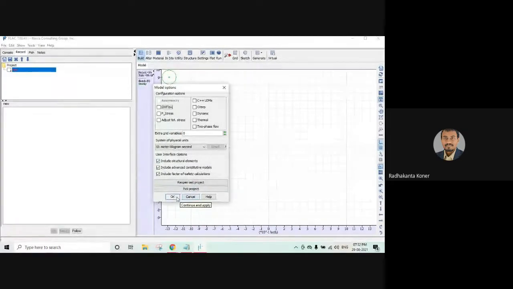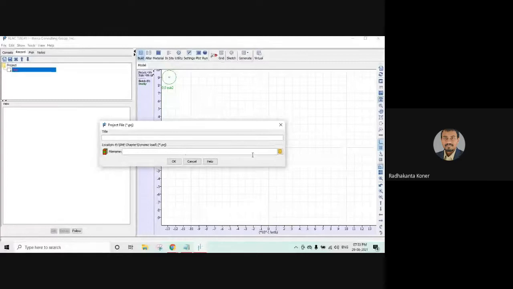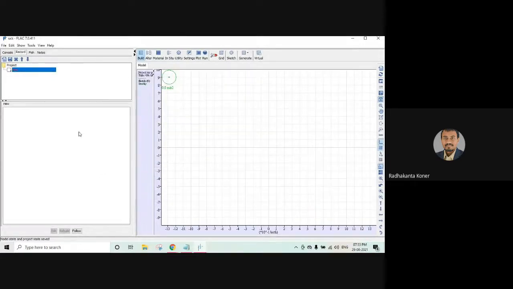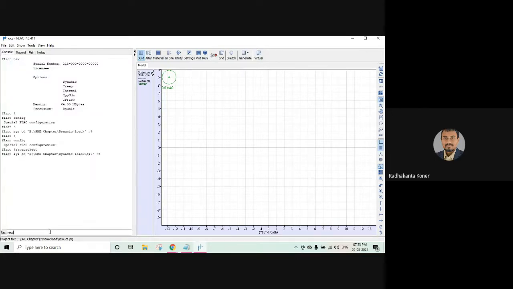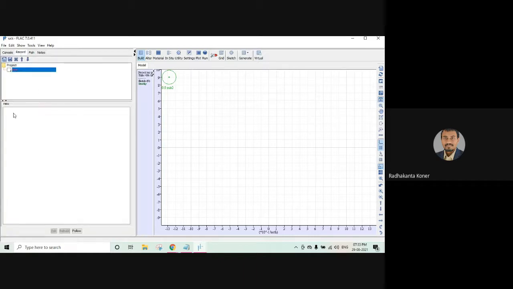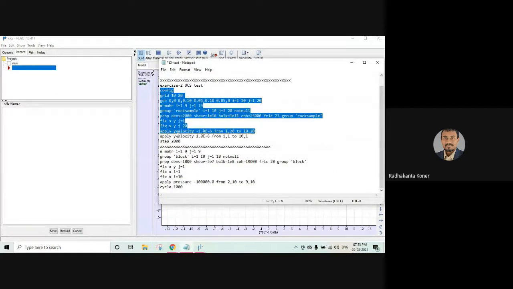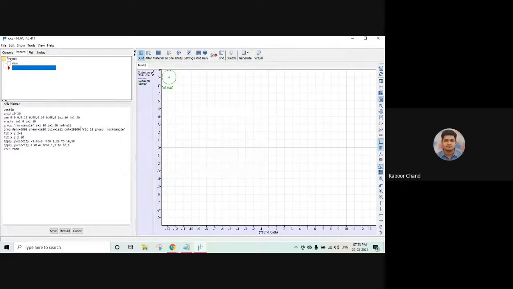Here in the first window you see all these elements coming. You press the OK button, no problem. And give the file name.